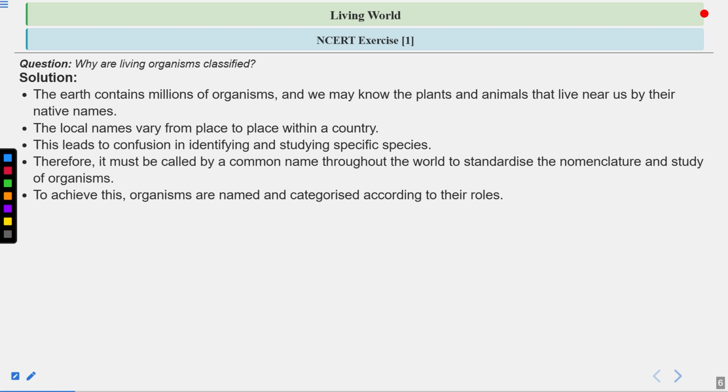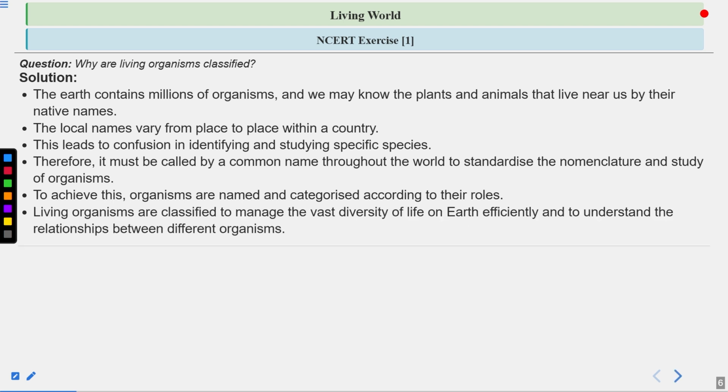So basically, if we talk about early classification, they were based on the use of the living organisms, how they benefit human beings. Based on their benefits, based on their use, the animals were classified. Now the modern day classification systems are based on morphology, embryology, cytology, evolutionary relationships.